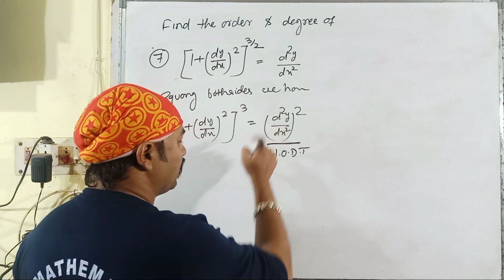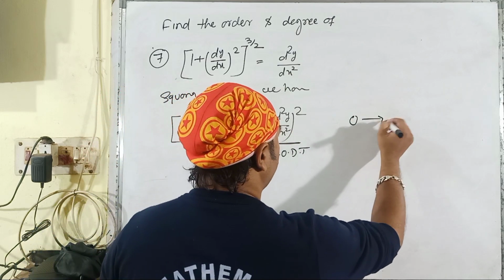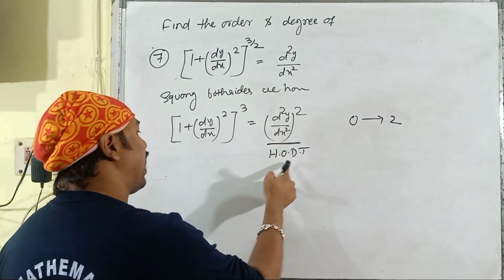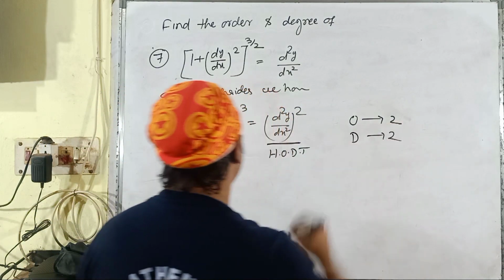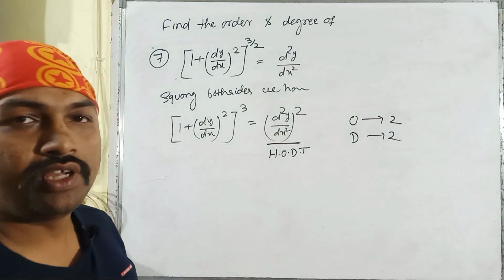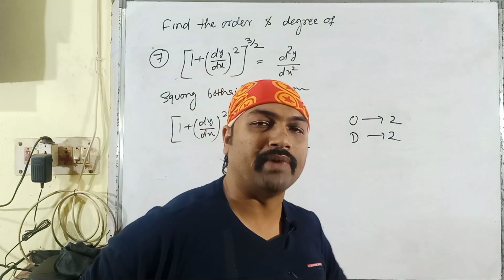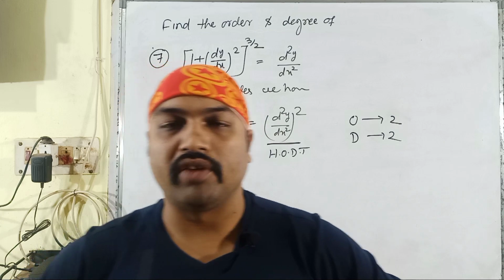As it has been differentiated 2 times, so order is equal to 2, and the degree of the highest order derivative term is also 2. So degree of the differential equation is also equal to 2. So here it is all about the problems based upon the order and the degree of the differential equation.